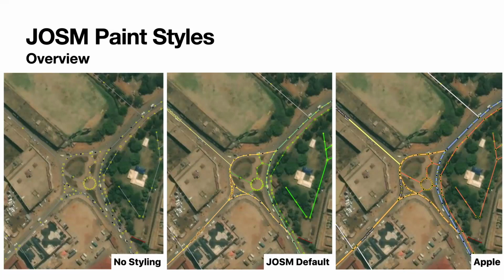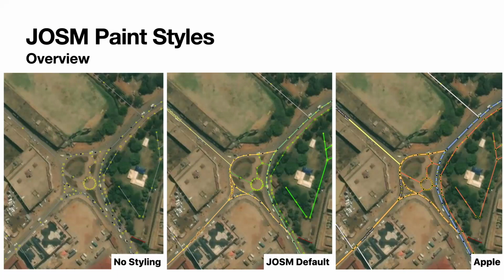So once we have a style, what does it actually do? In the pictures that you see now on the left, we can see an area in Kampala, Uganda, with data downloaded and what the features look like without any styling applied. We can see that there's not much context given to the features. We don't really know what's a path or what's a road or what's a building.